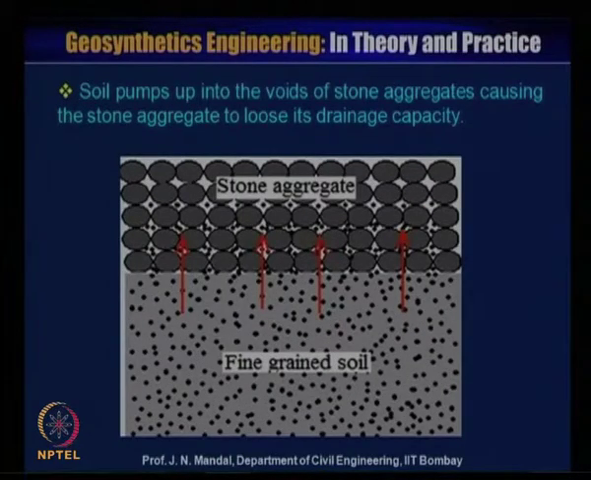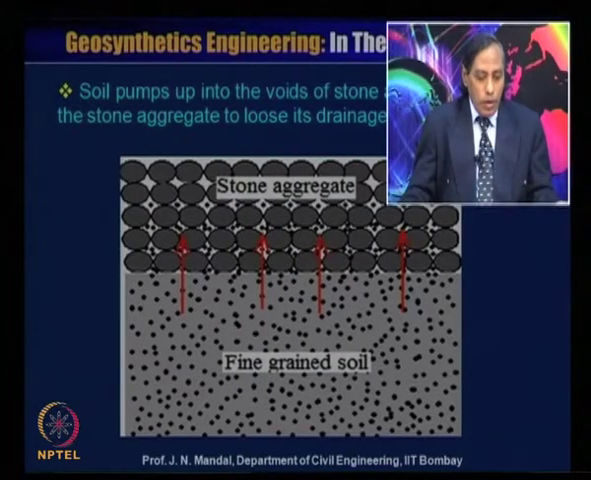Sometimes you can see there is excess pore water pressure in the fine grained soil, and soil pumps into the voids of the stone aggregate, causing the stone aggregate to lose its drainage capacity. At the same time, you know that stone is a very good drainage material, and this also gets lost and clogged when the fine material enters into the voids of the good quality aggregate.